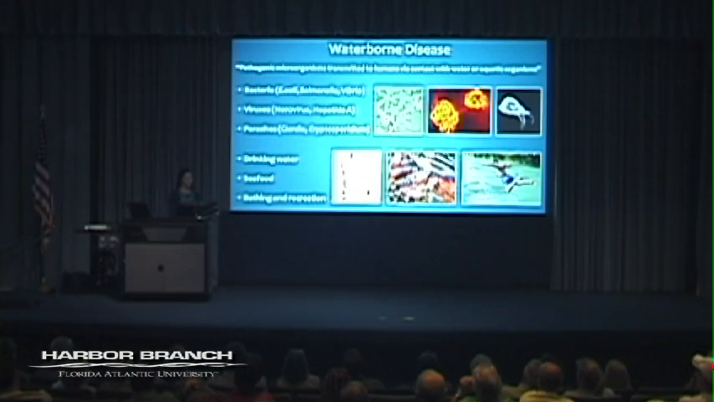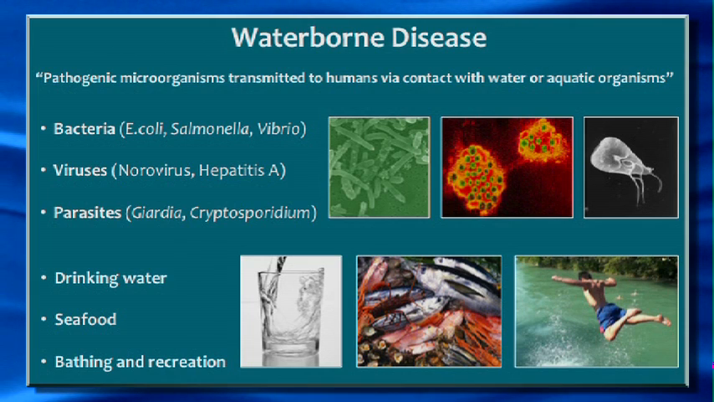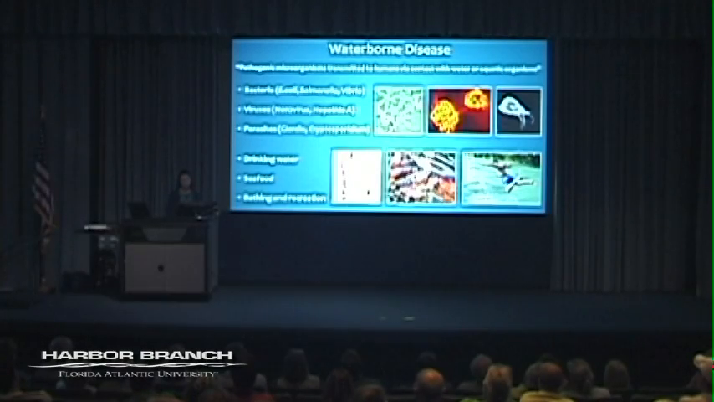So before we get started, let's just define that. These are pathogenic microorganisms that are transmitted to humans through contact with water or some aquatic systems. And some of these include bacteria, viruses, parasites, and they can be transmitted to us through things like drinking water, seafood, and activities like bathing and recreation.